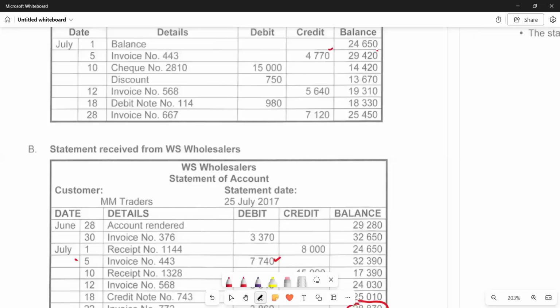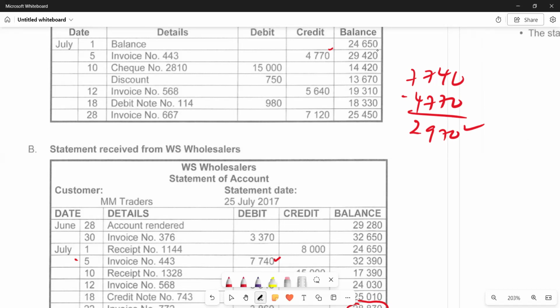We need to know the difference between the two, so we take 7,740 and subtract 4,770 to get the correction. When you subtract, you get 2,970. So the difference is 2,970. This is the amount we are supposed to add to this figure so that it goes to the correct figure of 7,740. So obviously we are going to end on the credit side.